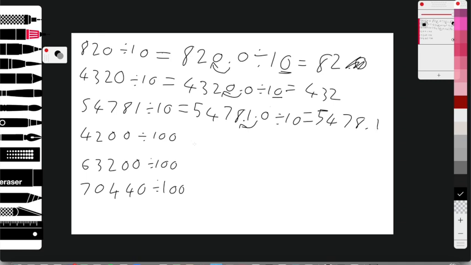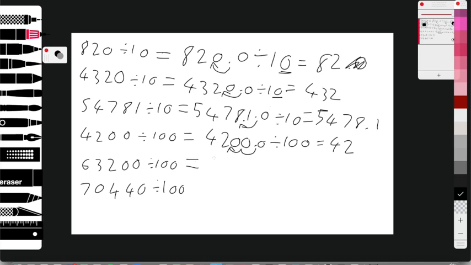So now we have the hang of that, we're going to look at dividing by 100. 4,200 divided by 100. 4,200.0 divided by 100. How many zeros in 100? 2. Which means the decimal place goes back 2 times. So it's 42, being the answer.